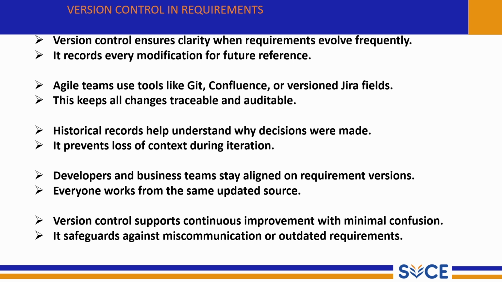So version control supports continuous improvement with minimal confusion. Since version control keeps a structured history, teams can update requirements regularly without the fear of losing earlier versions. This encourages continuous improvement in an Agile project.